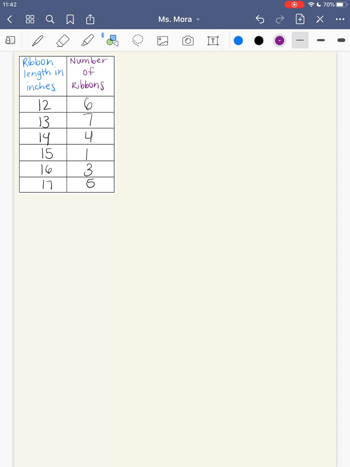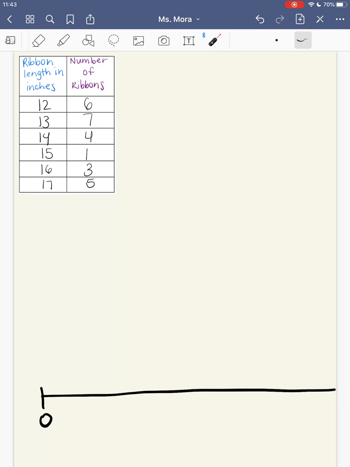Okay, guys, so same thing. I'm going to try this one out. So I'm going to start by drawing my number line down below. I'm going to start at 0. And when I look at my data table here, right, my first number, so I'm graphing the ribbon length in inches and the number of ribbons, okay?